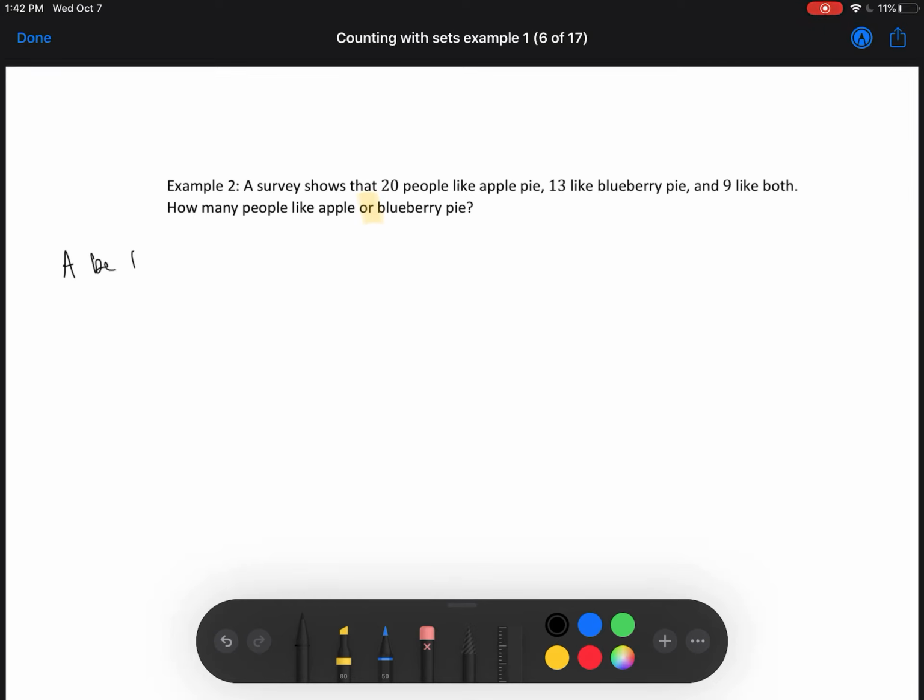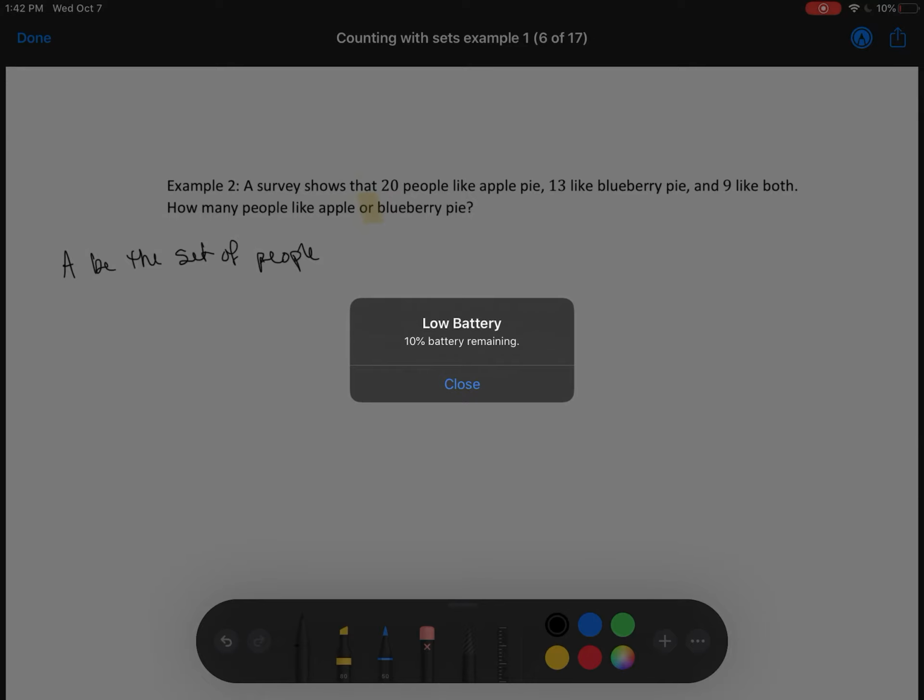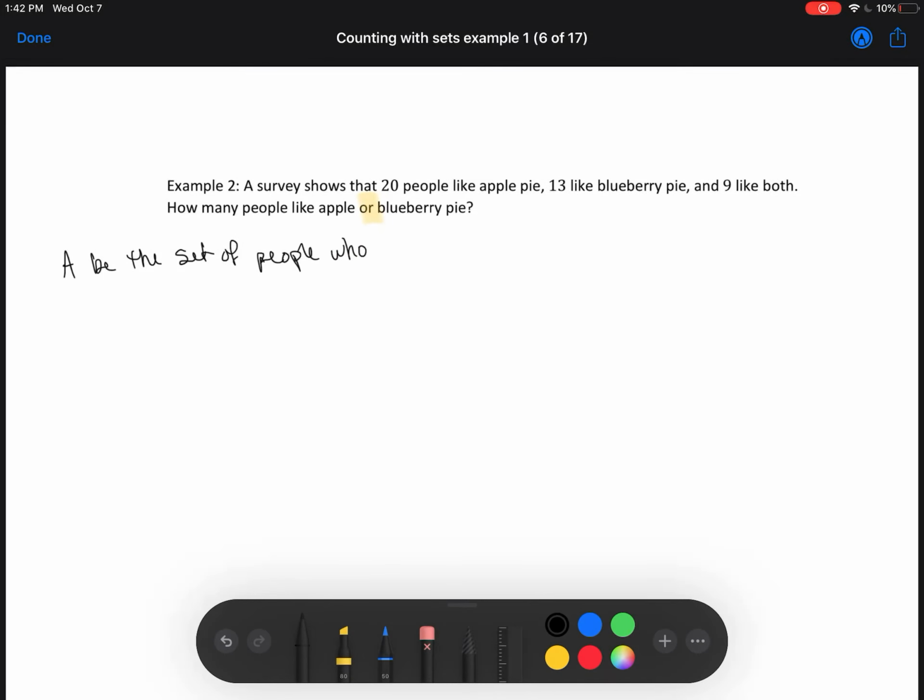So let's let A be the set of people who like apple pie. And we'll let B be the set of people who like blueberry pie.